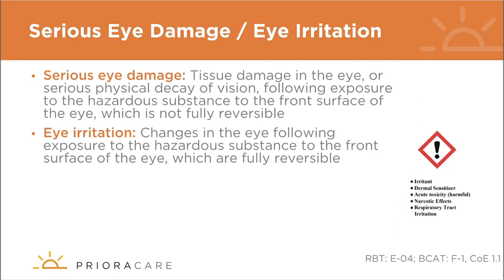Another category of health hazards includes serious eye damage and eye irritation. Serious eye damage is tissue damage in the eye or serious physical decay of vision following exposure to the hazardous substance to the front surface of the eye, which is not fully reversible, whereas eye irritation involves changes in the eye following exposure to the hazardous substance to the front surface of the eye, which are fully reversible.